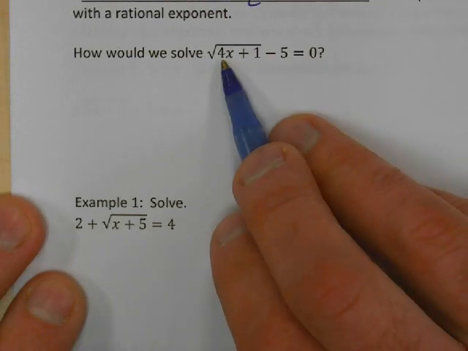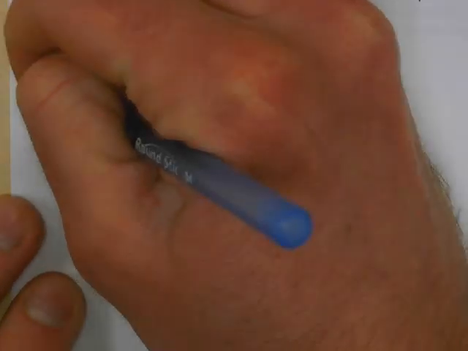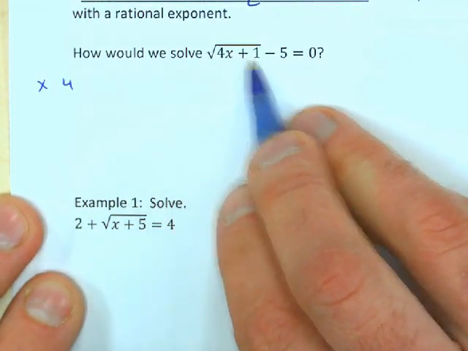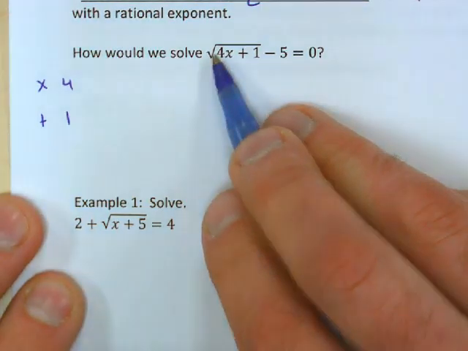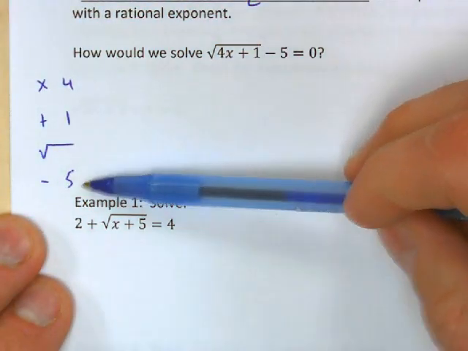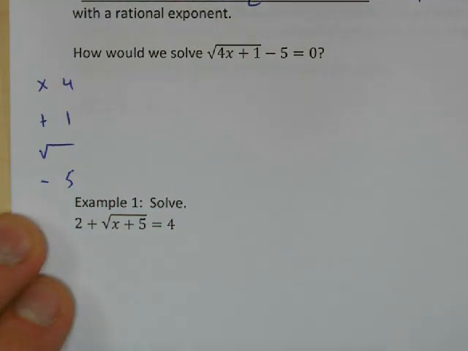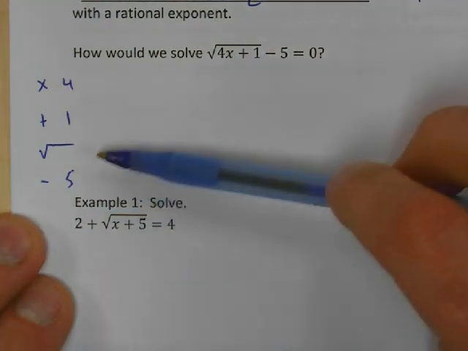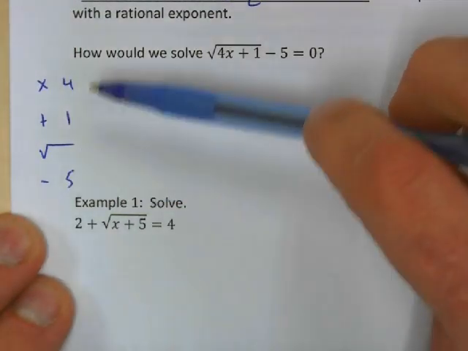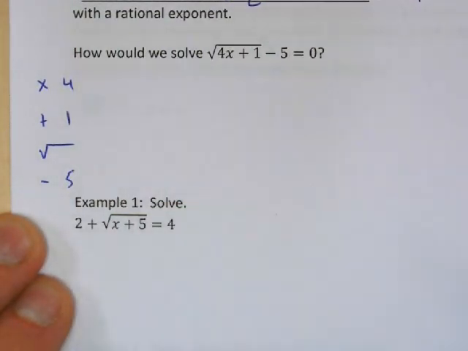First we multiply by 4, so I'm going to put times 4 over here. After we multiply by 4, we'd add 1, so plus 1. Then we'd take the square root, and then we'd subtract 5, so minus 5. These are the 4 things that we would do if we plugged in a number for x. To solve this, I basically want to do the opposite of these in the opposite order. So the opposite of this, then the opposite of that, and so on. And then we'll have our answer for x.